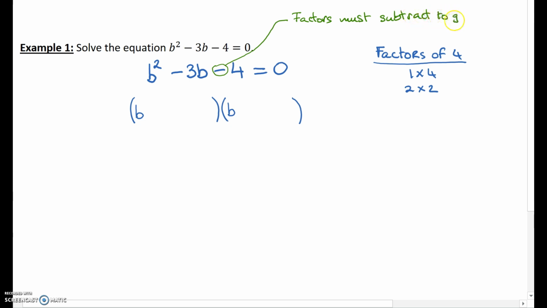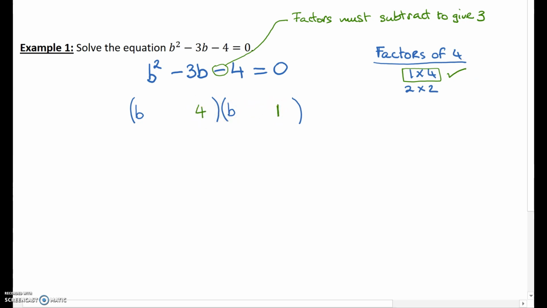to give whatever the number in the middle was. In this case it was 3. Okay, so 2 times 2, if you subtract those, 2 minus 2 is 0. 4 and 1, if you subtract 4 minus 1, you'll get your 3. So these are the correct factors. Those are the correct factors. So we're going to go with 4 and 1.